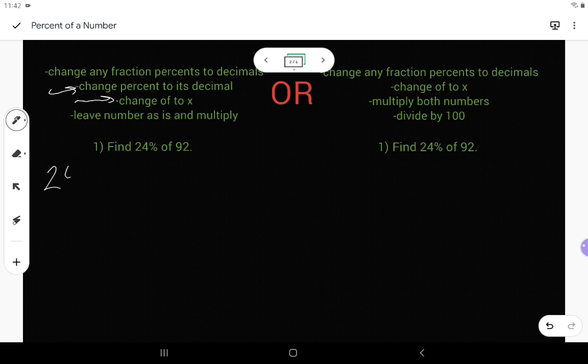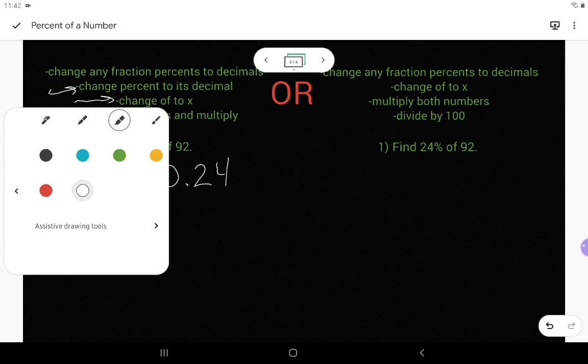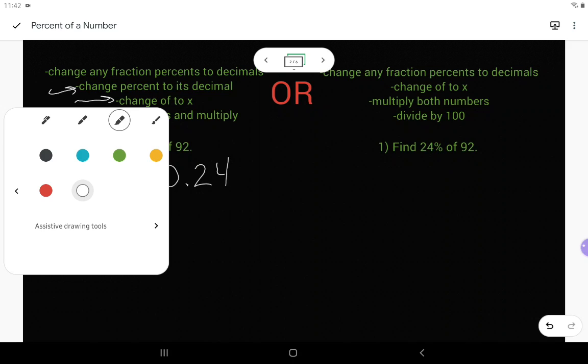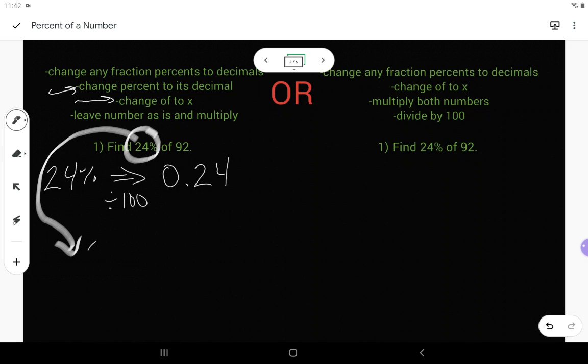So I'm going to change 24% into its decimal. The way I change 24% to its decimal is I either divide by 100 or I move that decimal point from being next to the 4 two spaces to the left and write it as 0.24. Okay, so I'm going to take my 24% and rewrite it as 0.24.